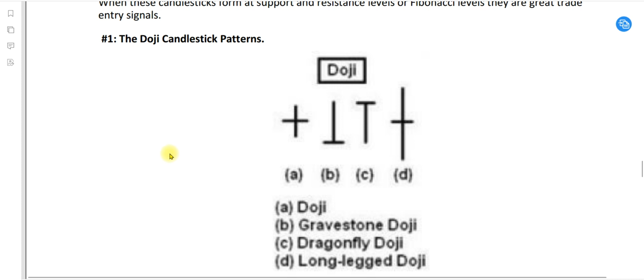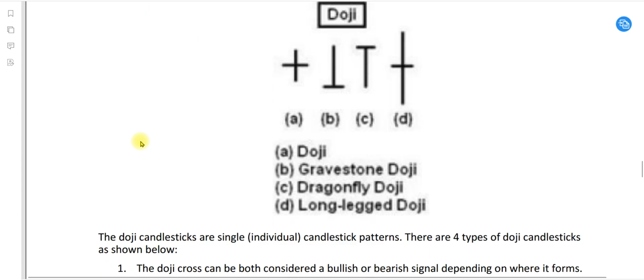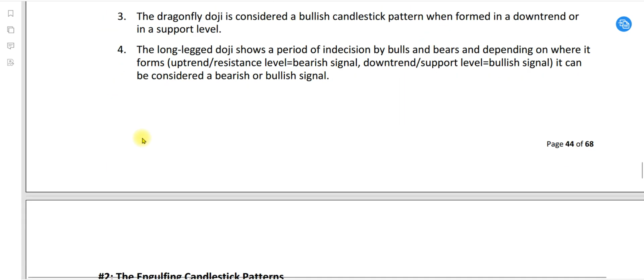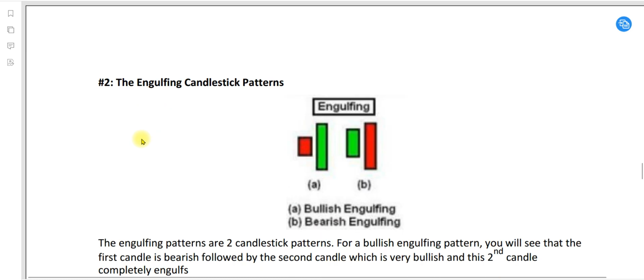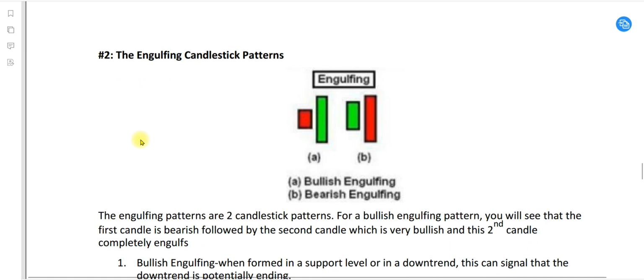In the next lecture, we are going to actually look at them on the chart and how to identify them. So let's move into the second candlestick pattern. The second candlestick pattern is the engulfing candlestick pattern.